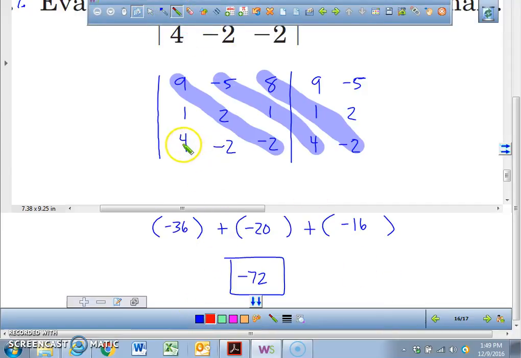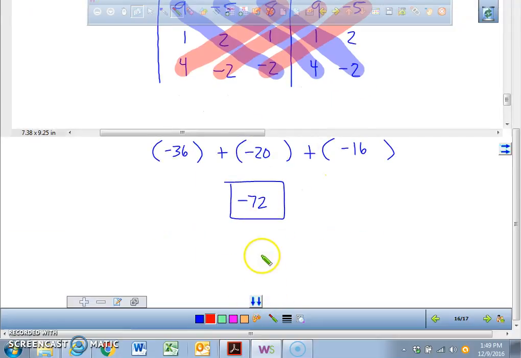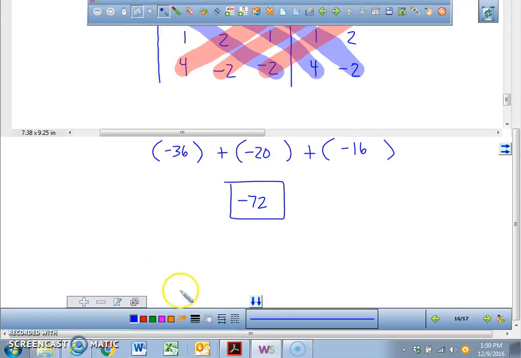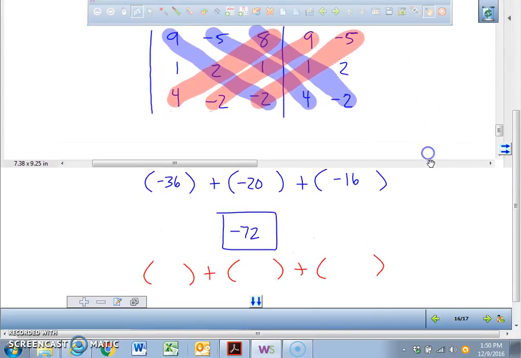Now I'm going to change colors. I'll start with the 4, work my way diagonally going up towards the 8. And negative 2, working my way up all the way to the 9. And finally, negative 2, working my way up to the negative 5. And you're going to find the product of all 3 of those. So we'll have the product of the first diagonal plus the product of the second plus the product of the third, knowing that eventually I'm going to be subtracting the second sum from the first sum.